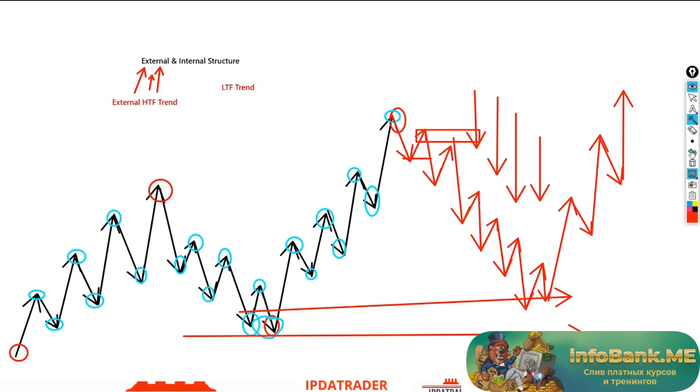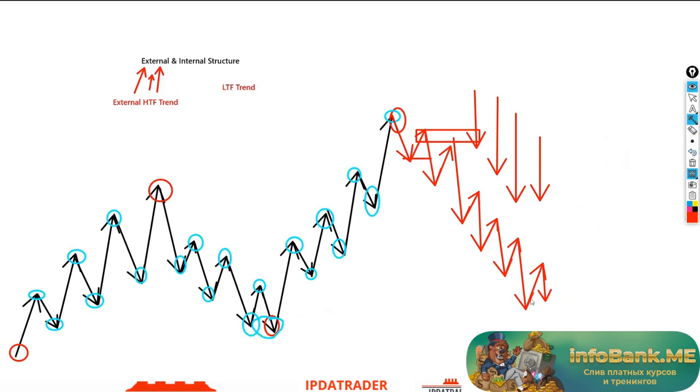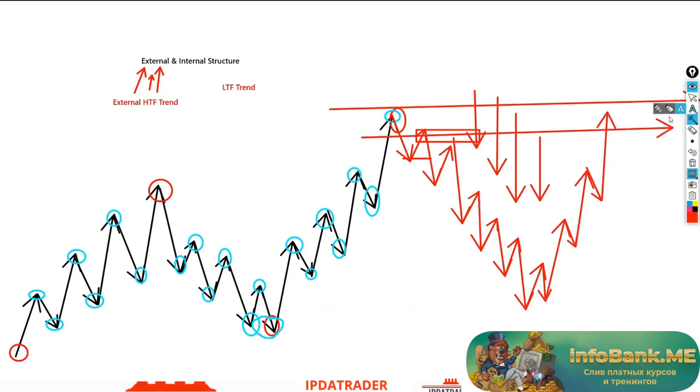Otherwise, you may get a retest of the high, right? Maybe some supply in here, and then price will decide if it wants to shift bearish or if it wants to continue the bullish trend. In case you then come back to the highs, you get a test and price melts down and breaks the previous low, then your external structure would have shifted bearish, and then you can continue selling, right?